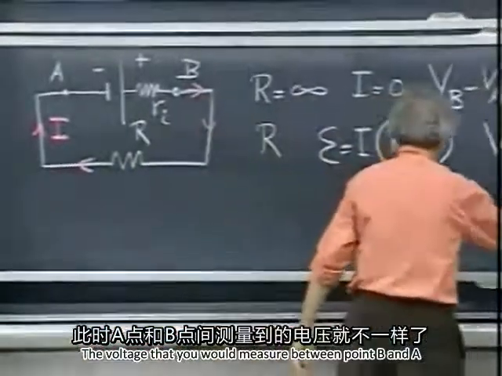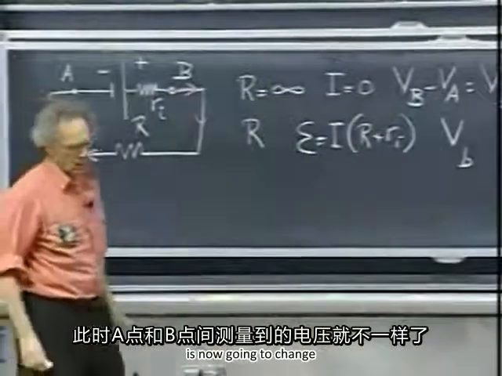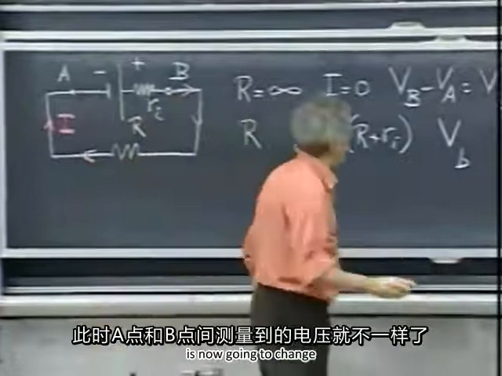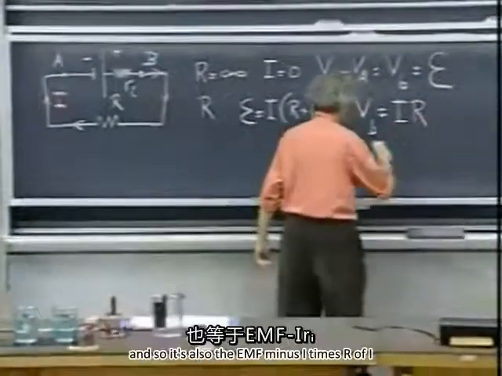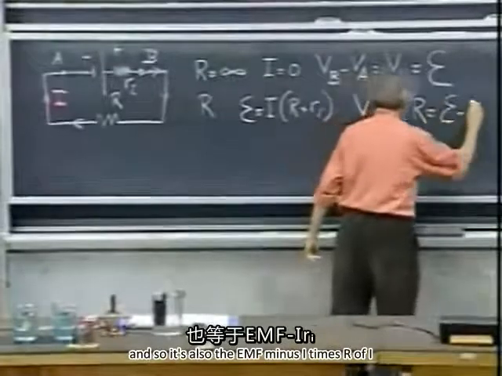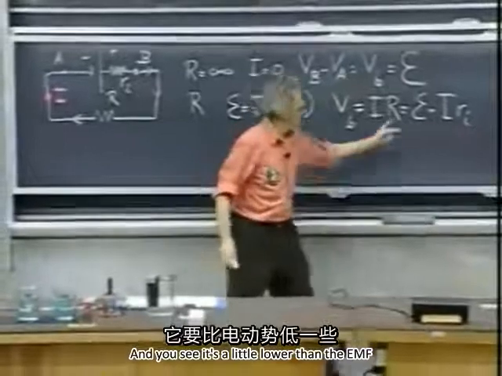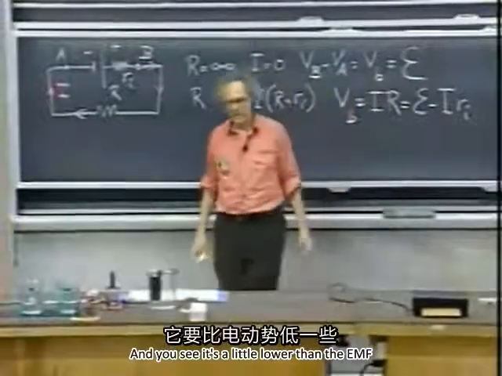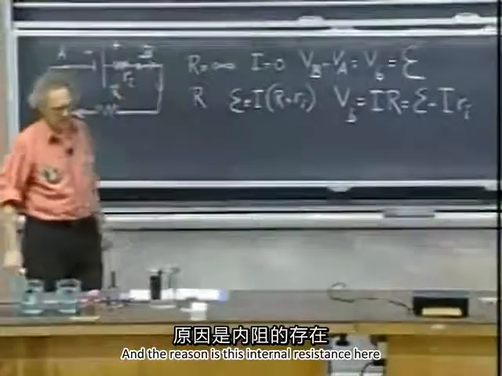The voltage that you would measure between point B and A is now going to change. That voltage, according to Ohm's law, is IR, and so it's also the EMF minus I times r of I. And you see it's a little lower than the EMF. And the reason is this internal resistance here.